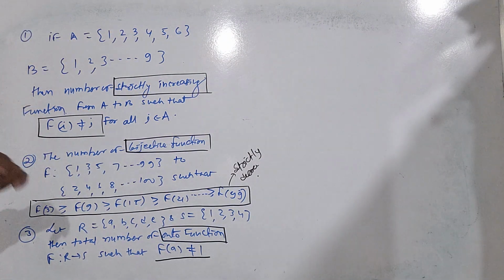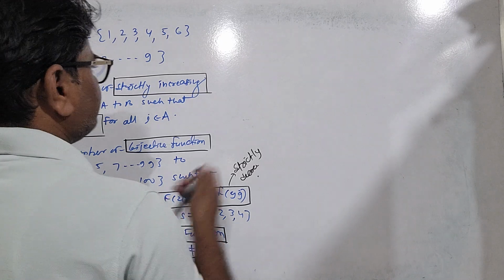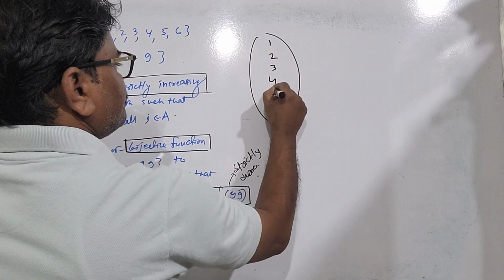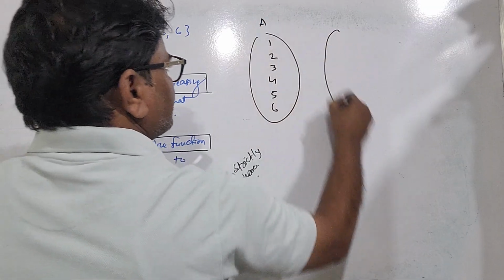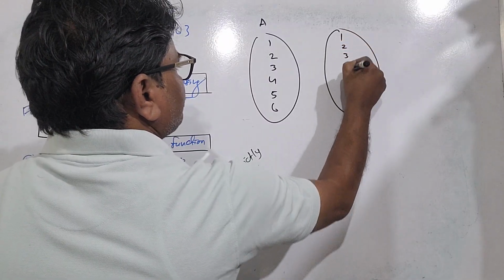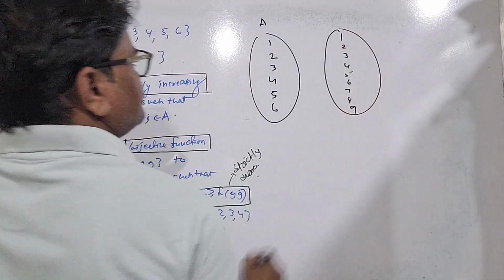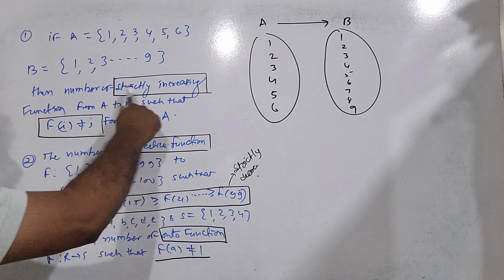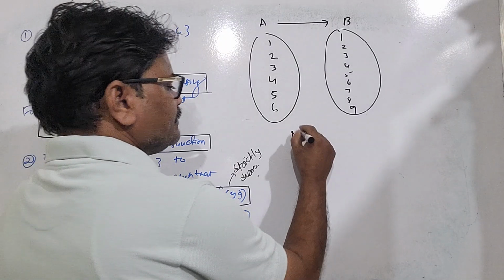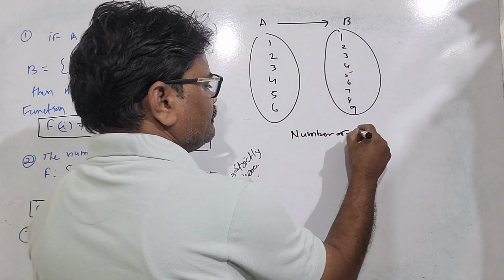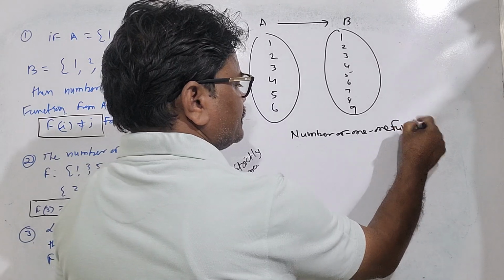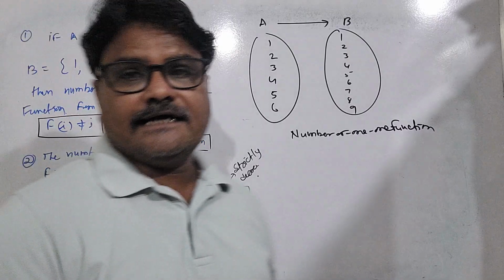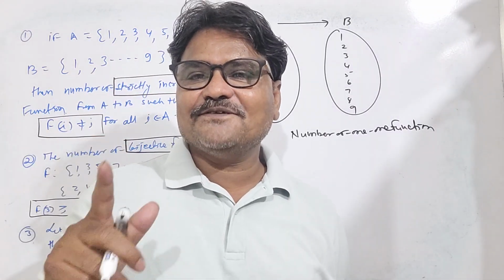So let's do the first problem. See, A contains 1, 2, 3, 4, 5 and 6. This is A. And B contains 1, 2, 3, 4, 5, 6, 7, 8 and 9. This is the set B. We are finding the number of functions which are strictly increasing, that is, we have to find the number of one-one functions. But hold on. There is a restriction also that f(i) should not be equal to i.